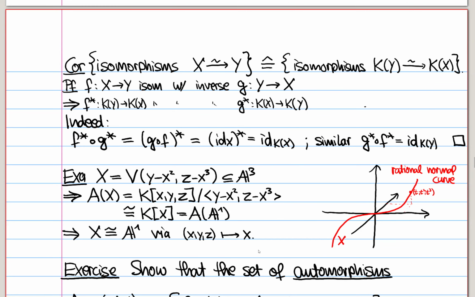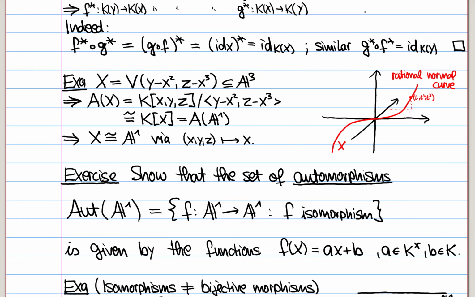And then you can also use this to calculate some sets of automorphisms, which are isomorphisms from a variety to itself. And at least in some very small cases, these can be explicitly determined, namely the automorphisms of A1, the affine line, are just given by the functions f of the form f of x equals ax plus b, for a non-zero number in k and b any number in k.